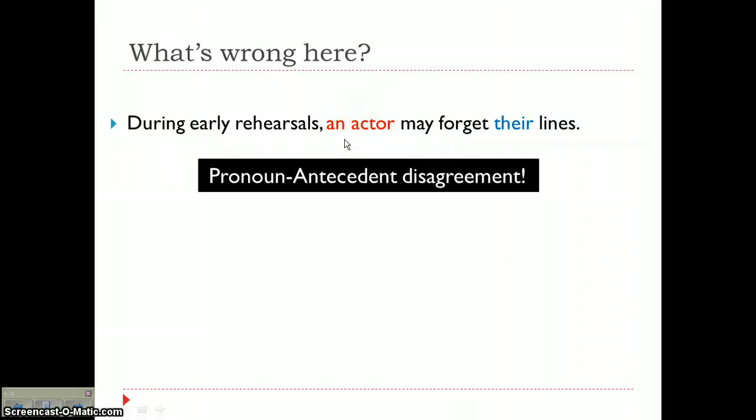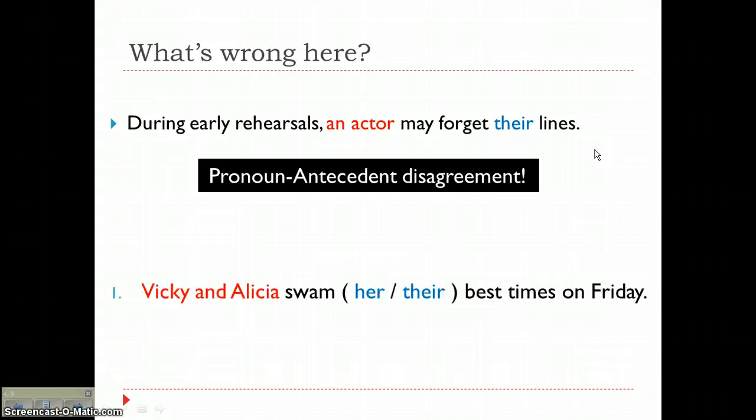So what you need to understand is that if you have a singular antecedent, you have to have a singular pronoun. If you have a plural antecedent, you need a plural pronoun. All right? So if we were going to fix this, it would have to read something like, during early rehearsals, an actor may forget his lines or her lines. If you don't know the gender of the actor, you'd probably have to say may forget his or her lines to be gender neutral.